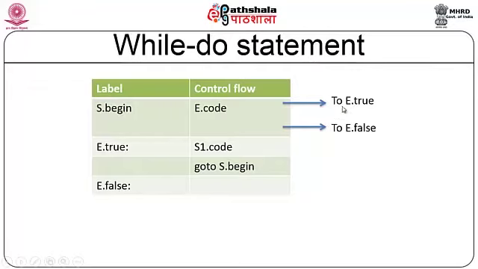Now, if it is true, you have to evaluate the code corresponding to S1 and do an unconditional jump to S.begin, because you will exit only from evaluating whether your expression is true or false. So, you do a goto S.begin here and then you evaluate E.code again, from where you can jump out of this. So, this ensures that you keep repeating this code: expression followed by S1, expression followed by S1, expression followed by S1. If the expression is false, you skip S1 and come to the next statement corresponding to S.